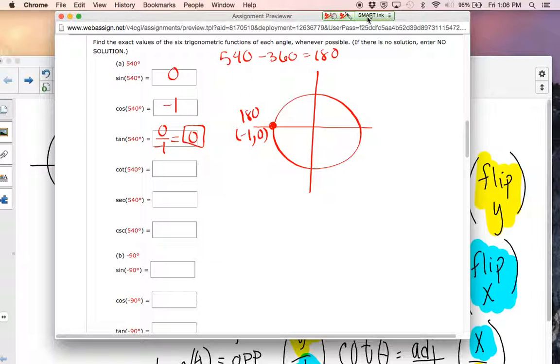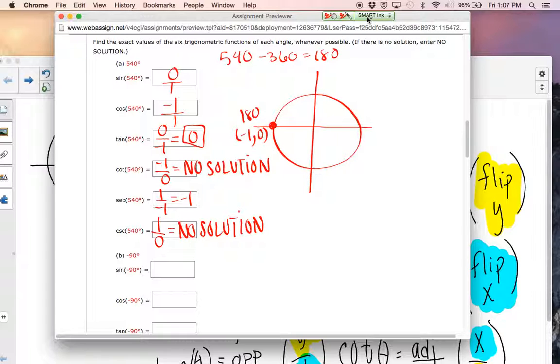Okay, cotangent, I'm going to flip tangent, so it becomes -1 over 0. When you divide by 0, it's undefined, so they want you to put no solution. Now, secant. So when there's no denominator, you assume the denominator is 1. Flip it, you get 1 over -1, which is -1. For cosecant, that's a reciprocal of sine. So there's no denominator. I can assume the denominator is 1. Flip it, you get 1 over 0. What happens when you divide by 0? No solution. Okay, so that's what they're asking for there.